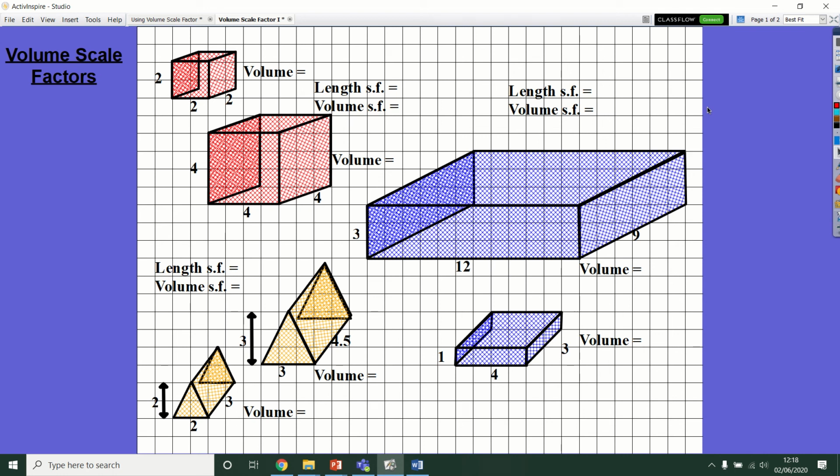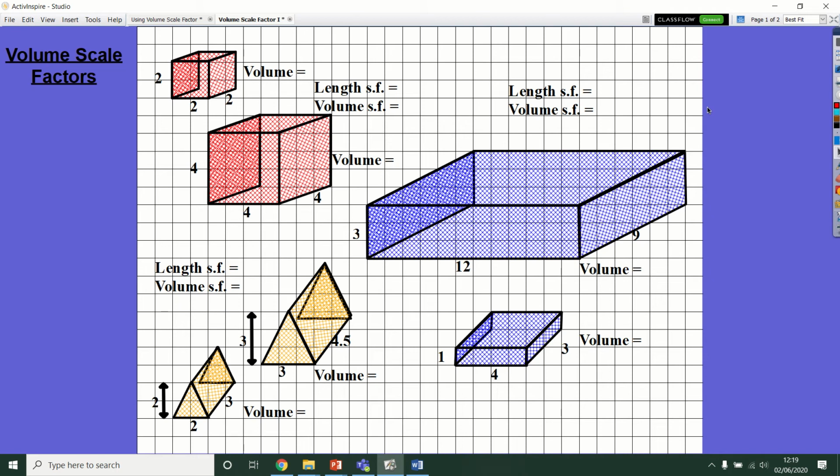So we're building on what we learnt yesterday. It is going to be quite similar, but we're adding to our knowledge of scale factors by including volumes as well. So the starter task is on the screen. We're looking at these pairs of shapes that are now in 3D. I've given you the lengths, and you want to work out the length scale factor and the volume scale factor, and then we're going to look for a link between those two numbers.